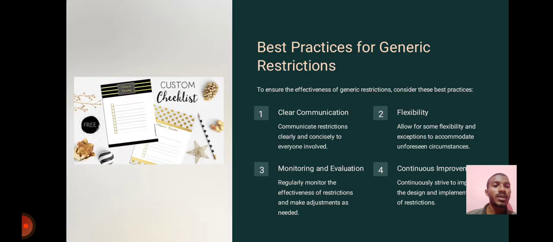Best practices for general restrictions. Clear communication: communicate restrictions clearly and consistently to everyone involved. Flexibility: allow for some flexibility and adaptability according to unforeseen circumstances.